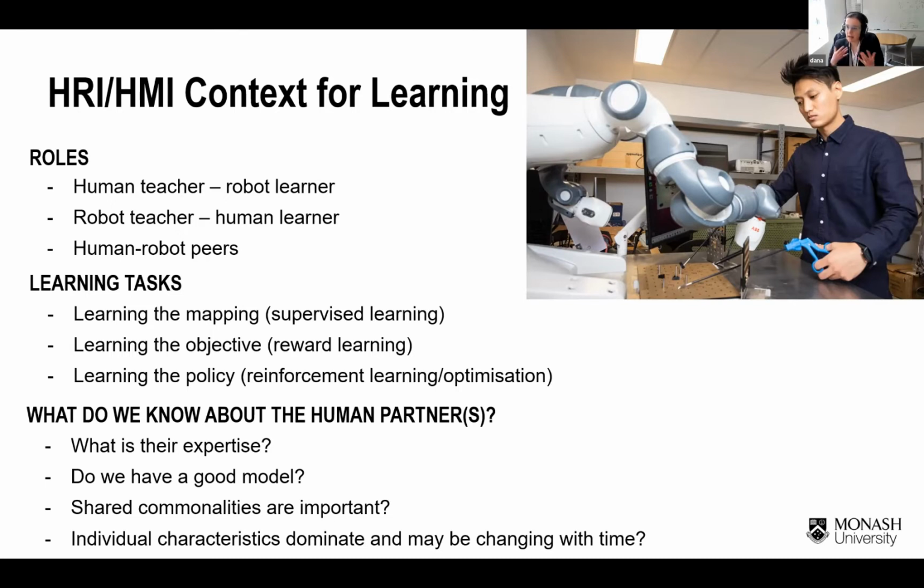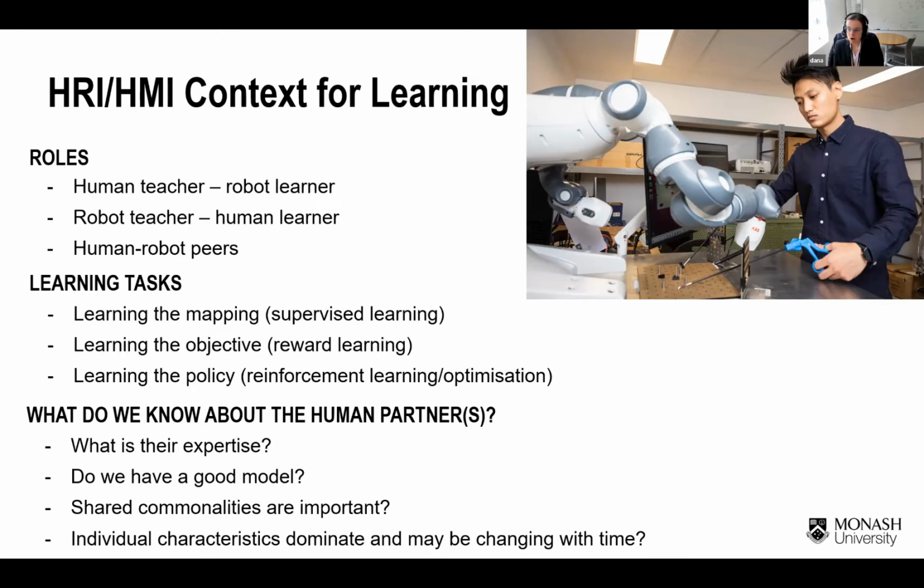Another role assignment might be that we have a robot teacher and a human learner. This might be common in a rehabilitation context where the robot is trying to guide the user towards some target motion profile or performance level. And we could also have human-robot peers where the robot and the person are working together to accomplish a shared task. An example that you can see in that image is a surgery robot where the robot is assisting a surgeon during something like laparoscopic surgery.